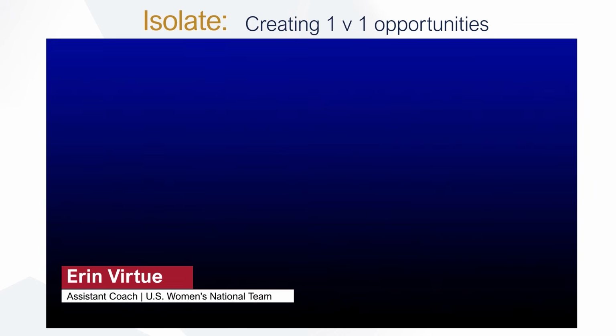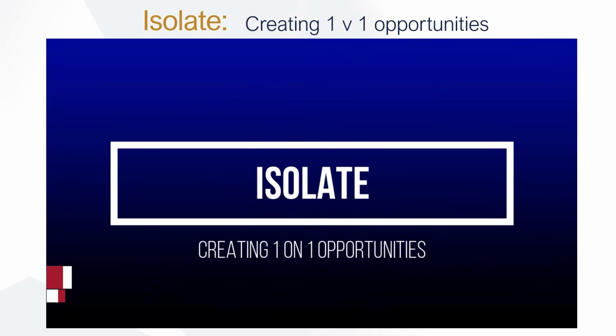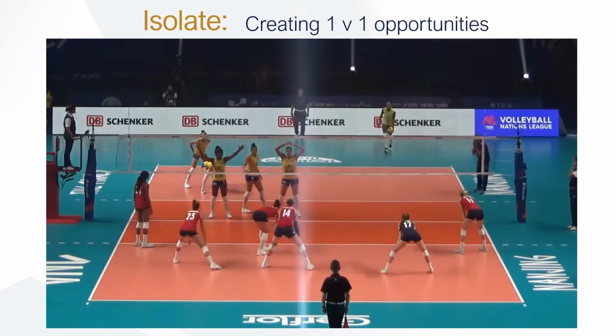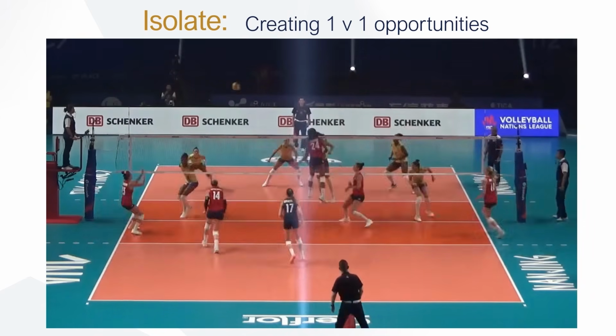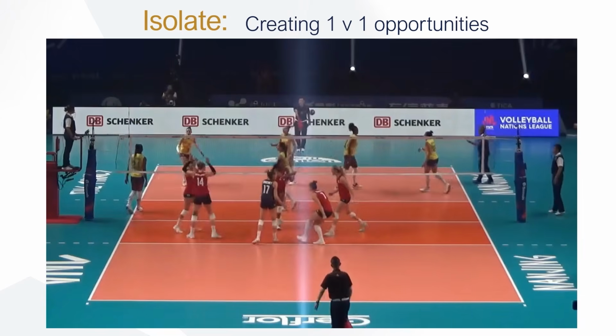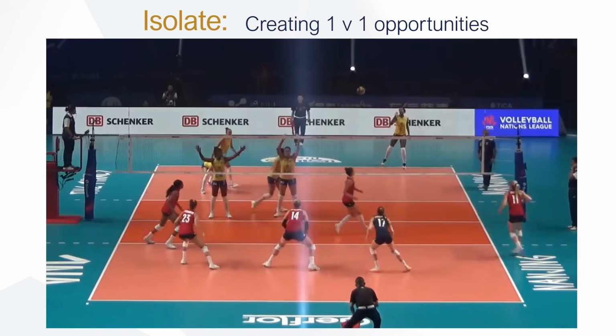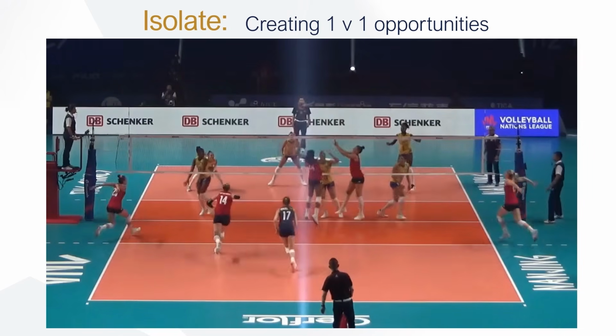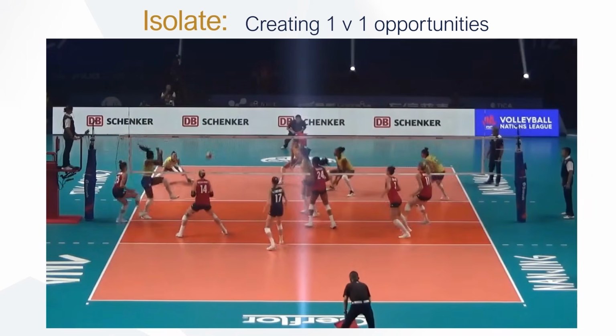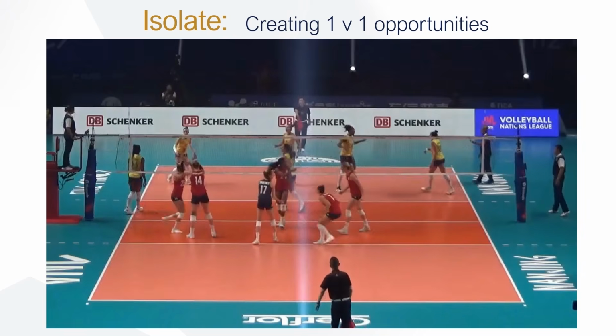To isolate is our second tactic that we'll cover. This is simply creating one-on-one opportunities. So let's watch a few of those. So this may be, we'll watch Brazil's middle and how they react to our quick attack or our quick routes. So watch what Brazil's middle does. She gets right in front of our quick route and allows us to recognize that and set one-on-one for Kelsey Robinson on the outside.